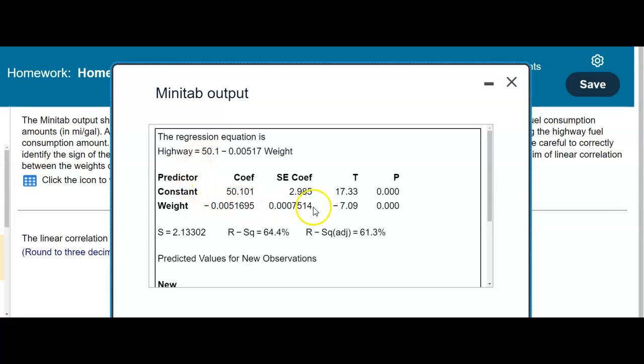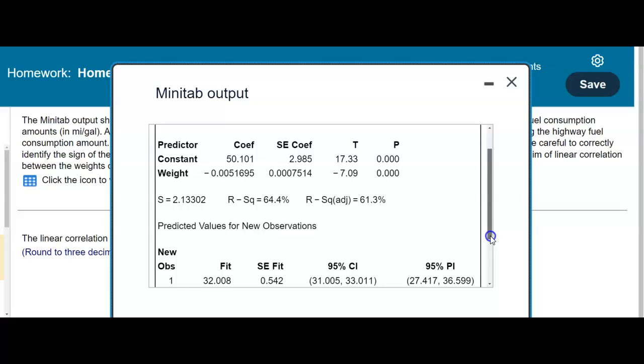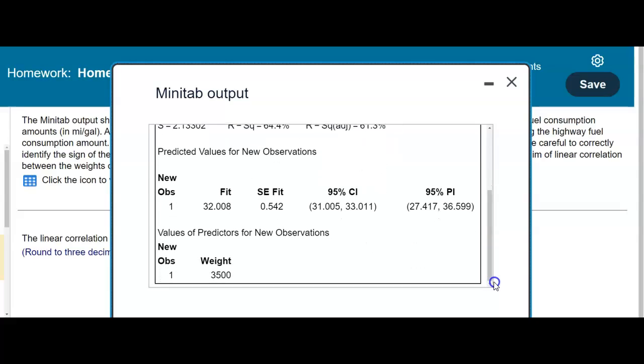And then over here you can see what our values are. Here we have the value of s, we have r squared, and this is the adjusted value. And as we scroll down here, you can see here is the prediction interval and the confidence interval.